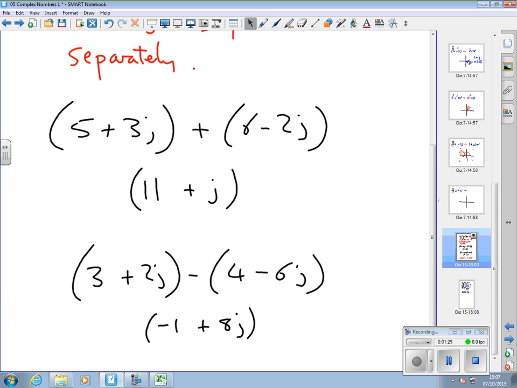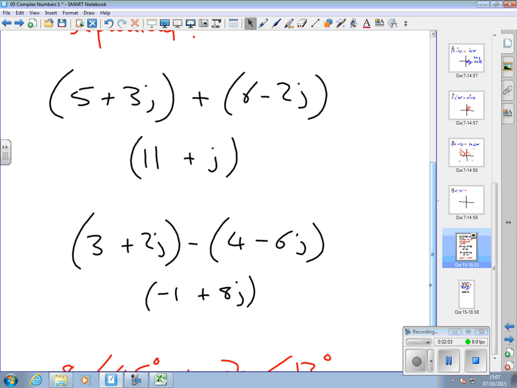So that's straightforward. The only thing is, what happens if it's in polar form? Because often, as I was saying earlier, we're interested in the size of the vector and the angle. So the polar form is often how we want to leave our answer. But we cannot add and subtract in polar form. So if I want to add two numbers in polar form, I convert to rectangular and then add them, and then convert back to polar again. I cannot add and subtract in polar form.